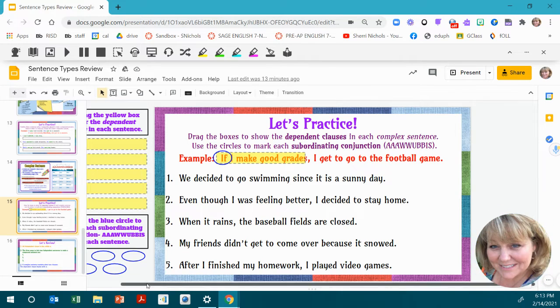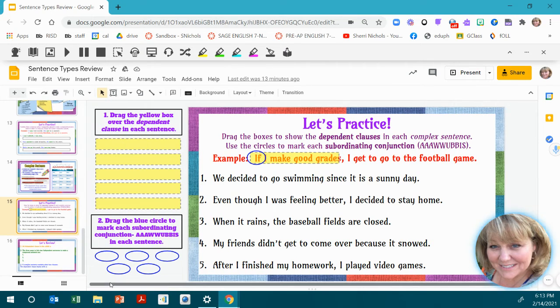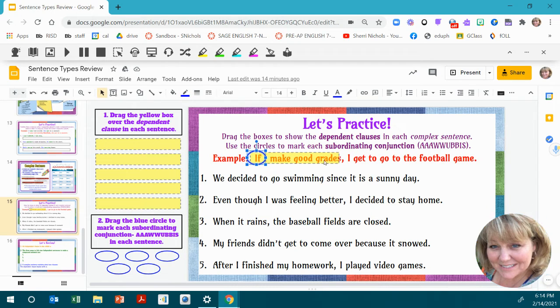So let's practice. Drag the boxes. So we'll see the boxes over here. Drag the yellow box over the dependent clause in each sentence. And you've seen some of these before. It's kind of a practice. So drag the boxes to show the dependent clause in each complex sentence, and use the circle to mark the subordinating conjunctions. Example, if you make good grades, comma, I get to go to the football game. So if is our subordinating conjunction. If you make good grades is your dependent clause. I'm going to drag it over.